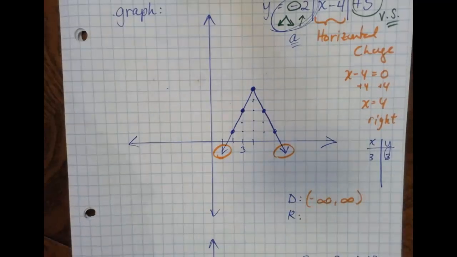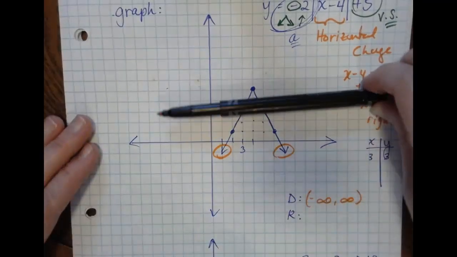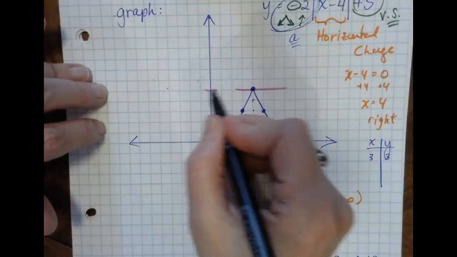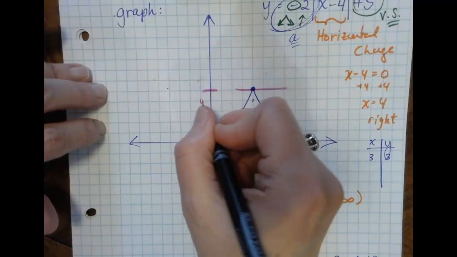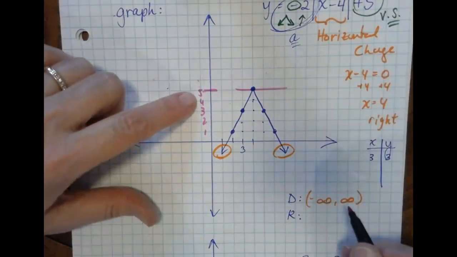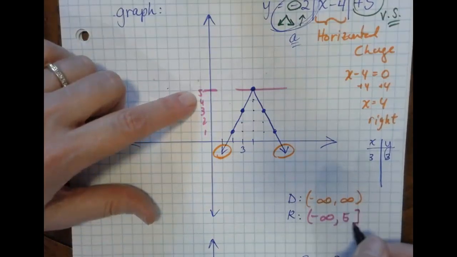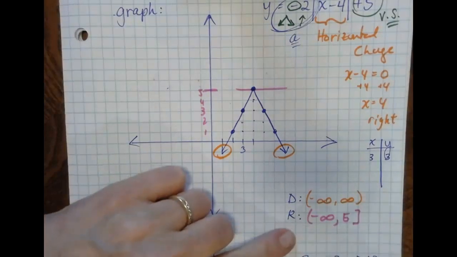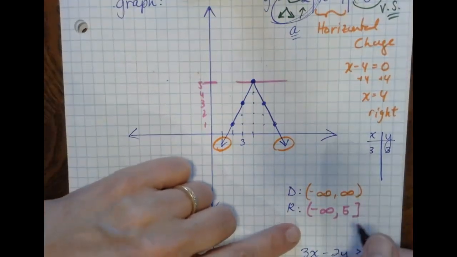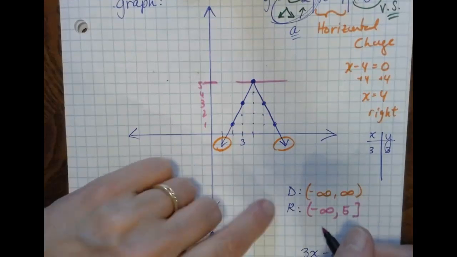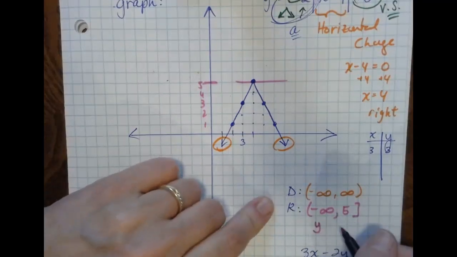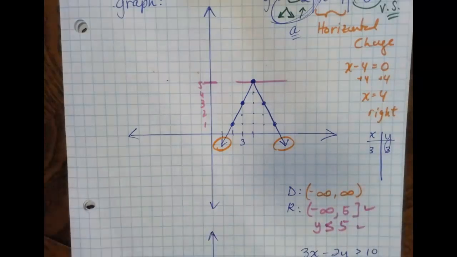And the range, remember the range is read from the bottom to the top. This graph has a top value right there. 1, 2, 3, 4, 5. So my top value is 5, so that means my range starts at -infinity and goes up to and includes 5. So this is interval notation. You might also see it on our test in algebraic notation. We would simply say, since it is the range, y is less than or equal to 5. So both of those are ways to describe the range values.